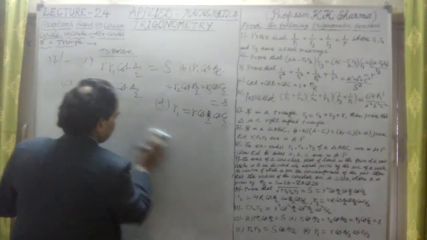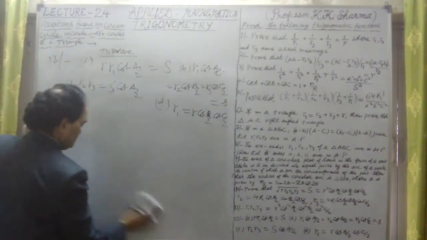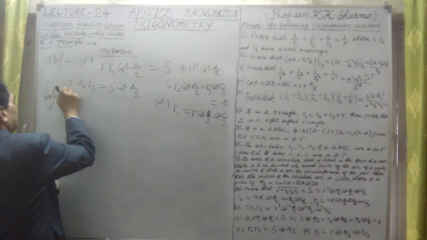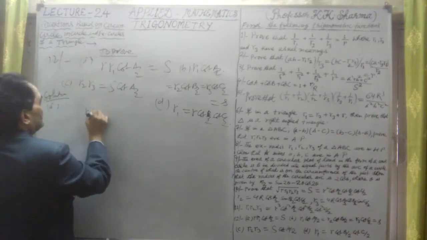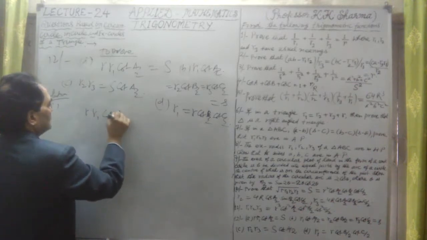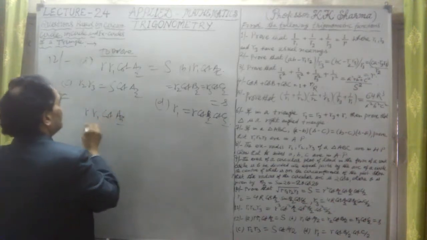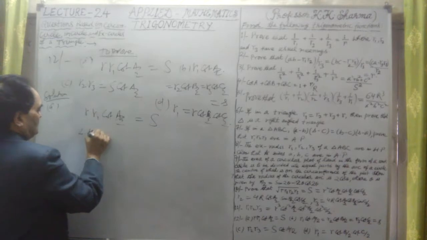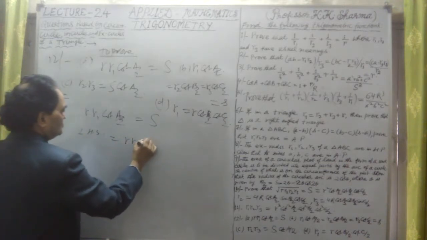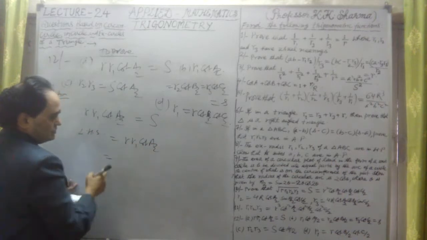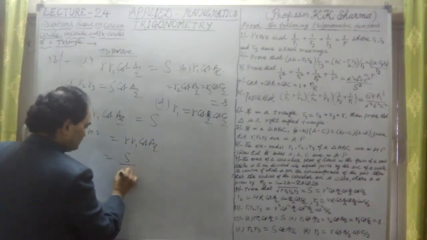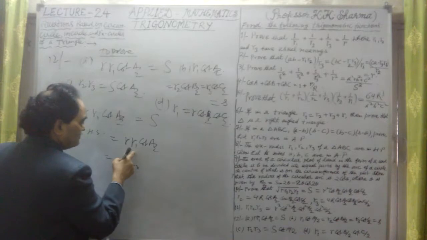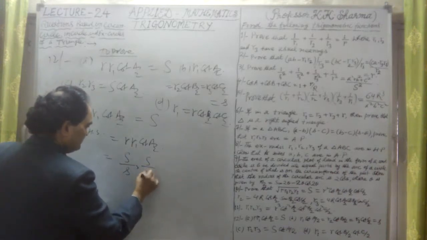Okay, so question number 12, A part. Solution here. A part is R into R1 into cot A by 2. We have to prove this is equal to capital S. Left hand side, let me take R into R1 into cot A by 2. So we put the value of R, which is capital S upon small s, and small r1, which is the radius of the excircle, so this is capital S upon s minus a.